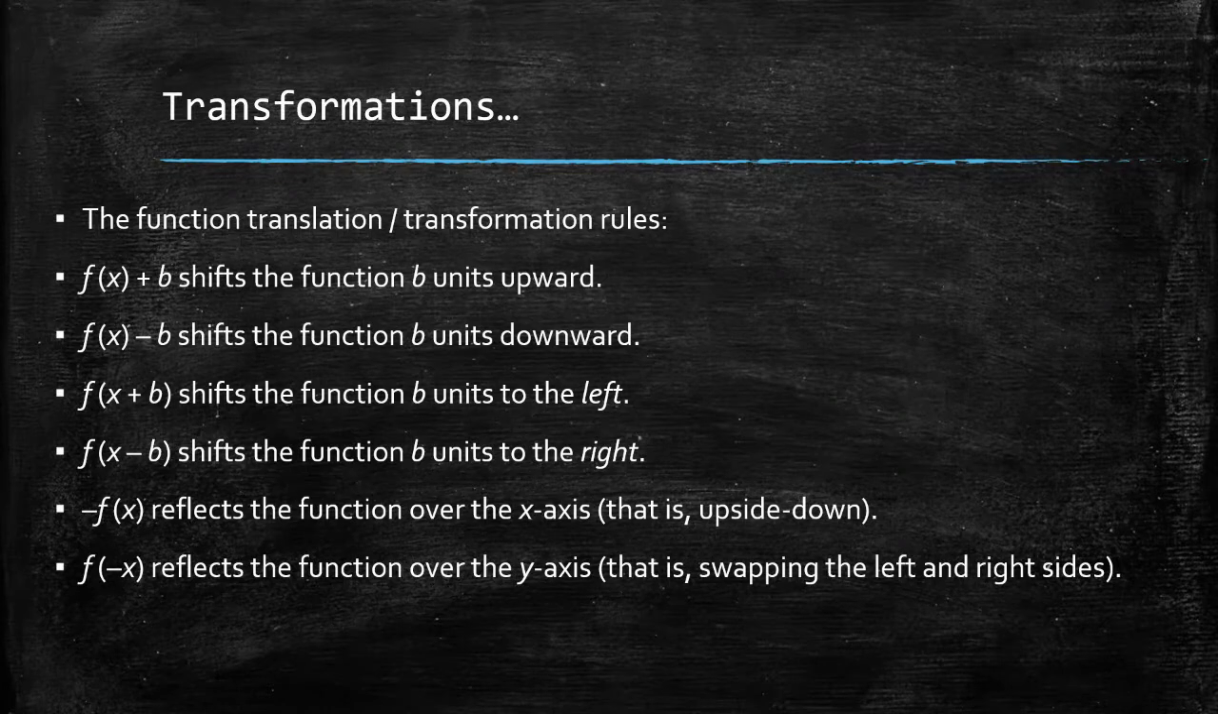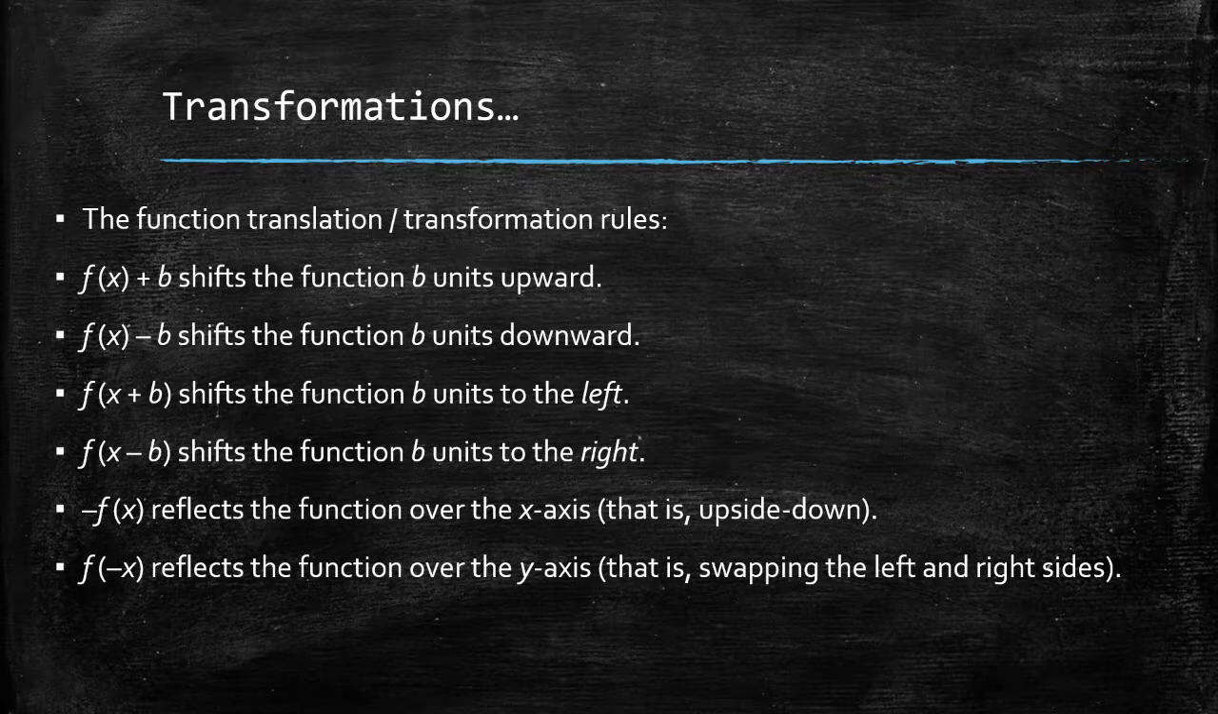Try to remember that. And then if I have a negative, I'm flipping. So negative flips it up or down. A negative inside the parentheses flips it right to left. So across the y-axis, okay?